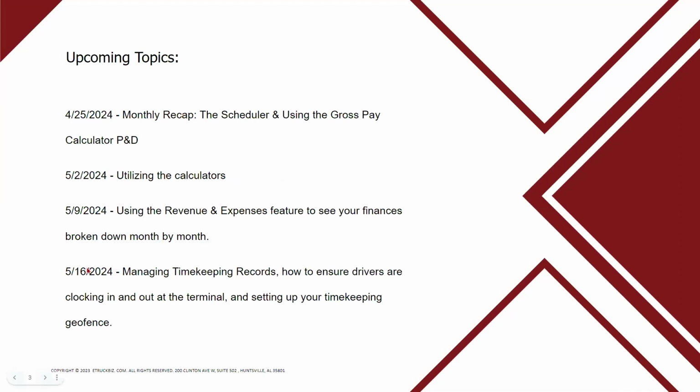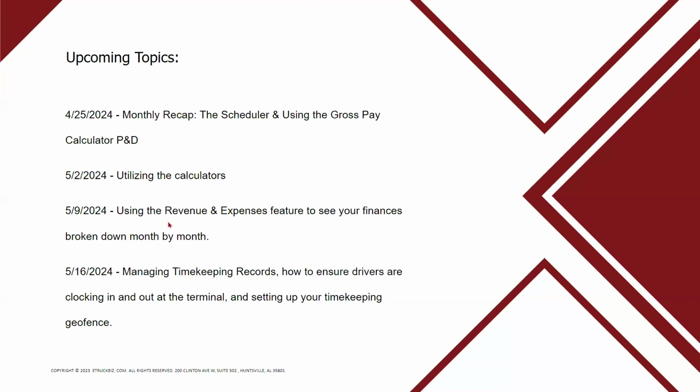And then, for the next month or so, here are some upcoming topics. We've got the monthly recap next week, where we're going to go over the scheduler and this gross pay calculator. Then we're going to start going over utilizing the calculators that are in our system. Those are really great to use to calculate all different types of things, such as your capacity, and what taking one truck off the road would do for your operation, things of that nature.